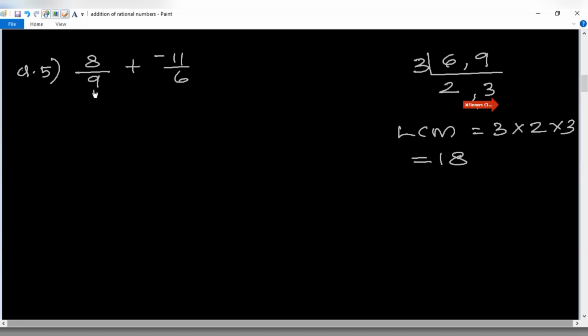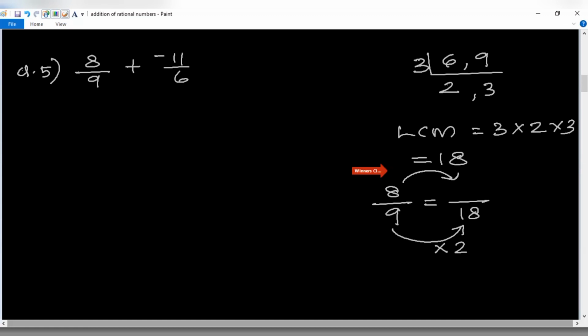So next we have to convert the denominators as 18. The first number given in the question is 8 by 9. So we need 18 as the denominator. How can we convert 9 into 18? We have to multiply by 2, right? So we have to do the same operation in the numerator part. 8 into 2, 16 will be the numerator. So in place of 8 by 9, we can write it as 16 by 18. Here it is 16 by 18 plus.